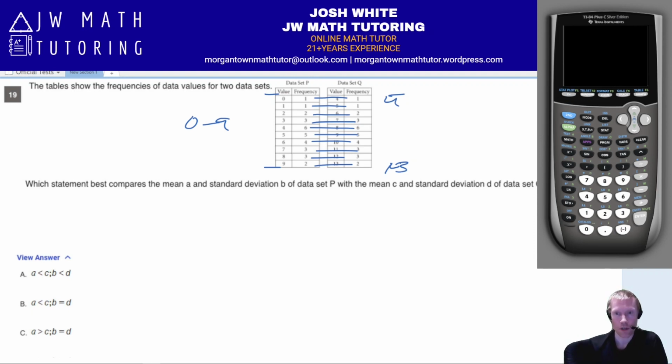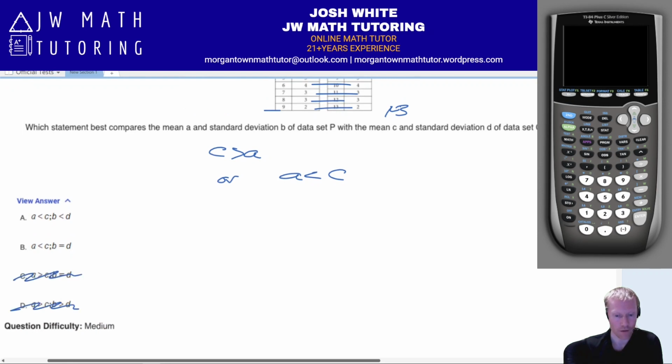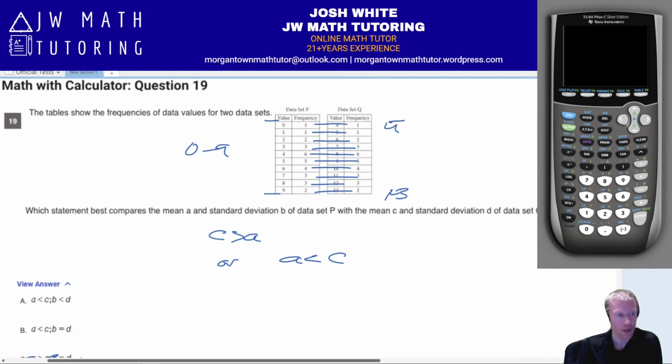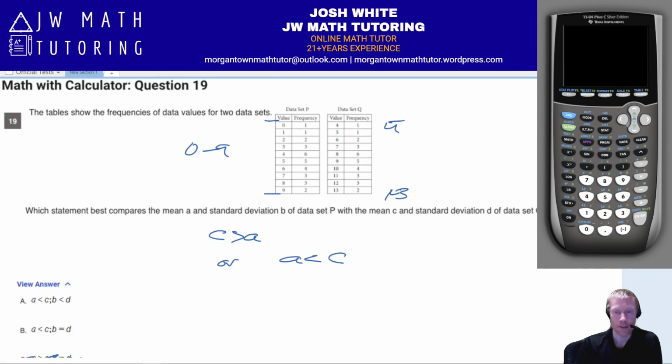So the mean for Q will be greater than the mean for P, or in other words, C is greater than A, or if you rewrite it, A is less than C. So right off the bat, we can get rid of C, we can get rid of D. Now, what about the standard deviation values? Because the frequencies are identical, the standard deviation, which measures the spread of values relative to the mean, relative to the average, will be equal for each of these. So the correct answer for this one is going to be B.